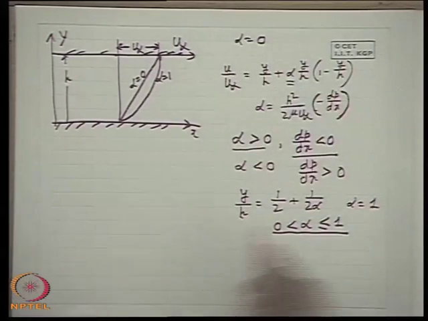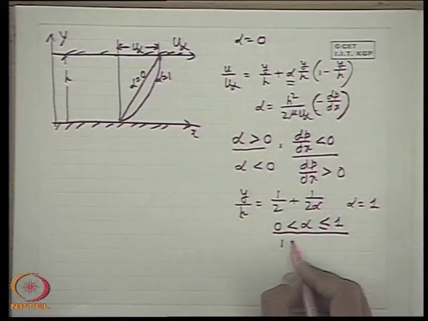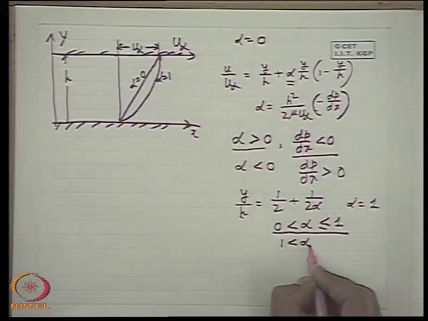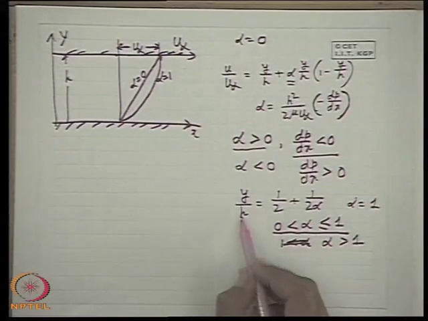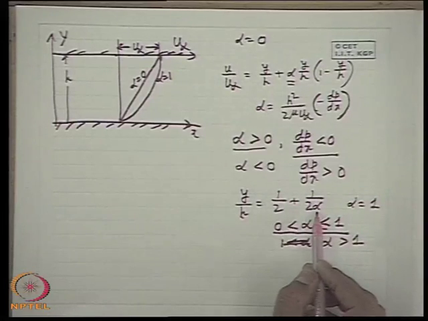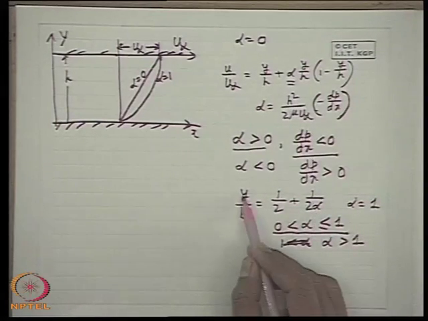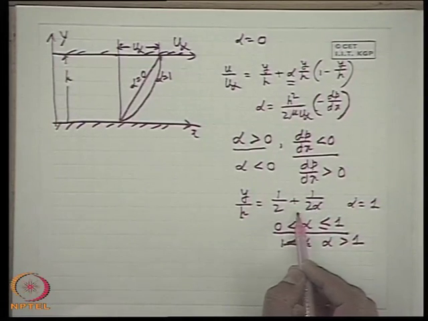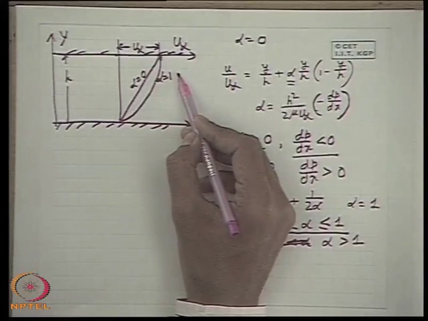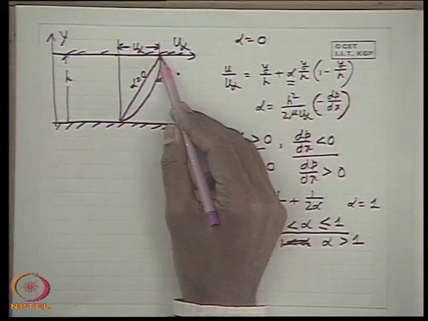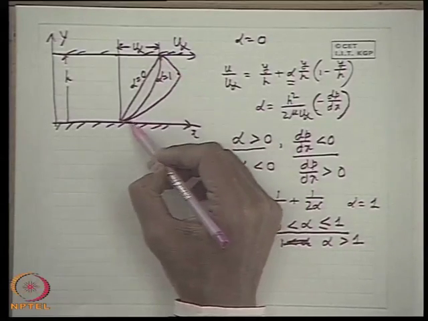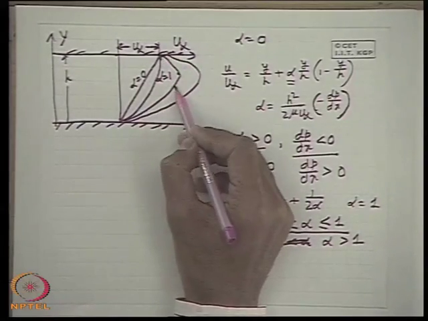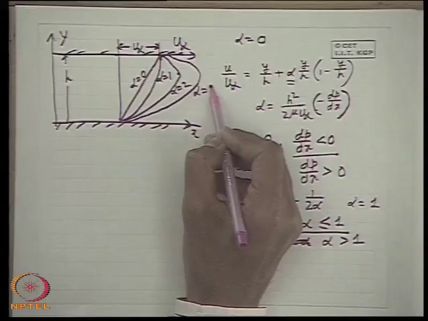And we see that for alpha greater than 1, from this equation, y by h is less than 1. So therefore the maximum velocity occurs somewhere here. That has to be more than u infinity, because here the velocity will be u infinity. So it will be more than this, then it goes on decreasing. This is the curve for a different alpha, say 3.